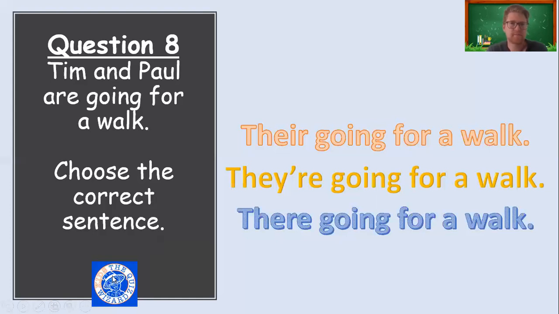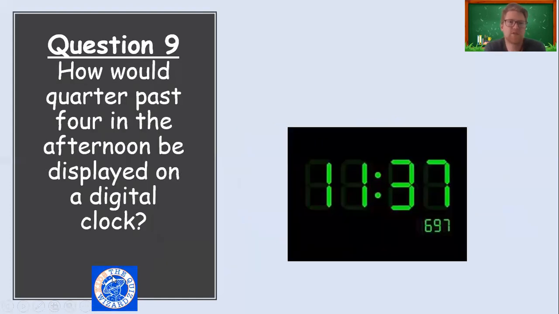Question 9. A maths question about time. How would 4:15 in the afternoon be displayed on a digital clock? So quite often the clocks that you see with hands that move around, that's analog time. The picture here is an example of a digital clock. So what would 4:15 in the afternoon look like? How would that be displayed?